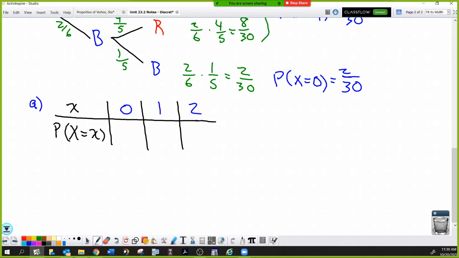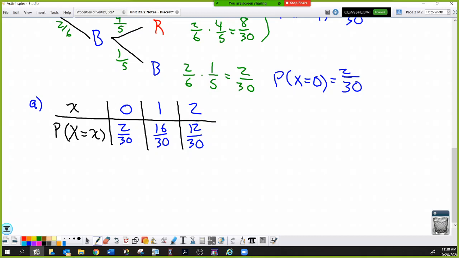Now I know this isn't the order we found them in, but isn't it nice when your numbers count up from small to big? I think that makes life easier. Smallest probability was no red marbles, so 2 out of 30. The most likely scenario was you pulled one red marble, either first or second, came out to be 16 out of 30. And then the last one was when probability x equals 2, and we got, what, 12 out of 30? Yeah. Probability distribution table.